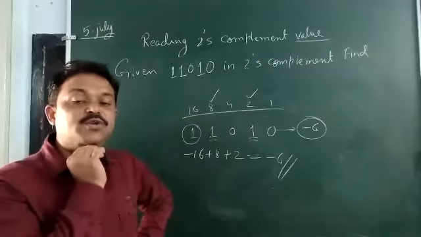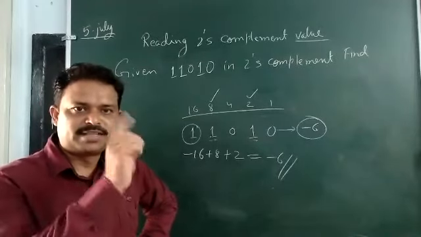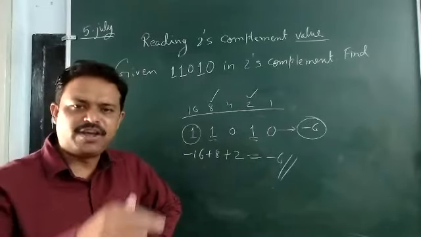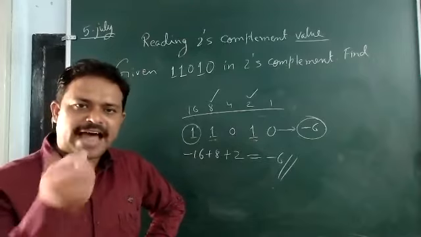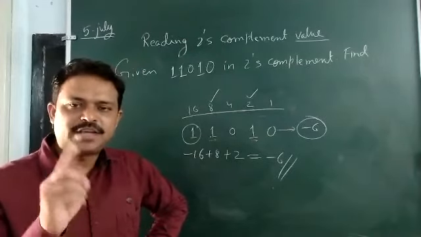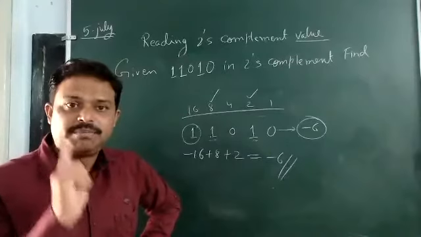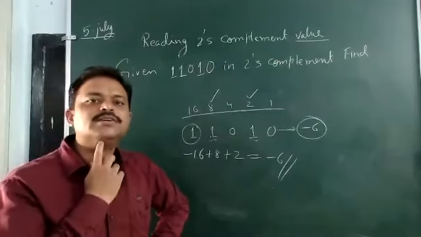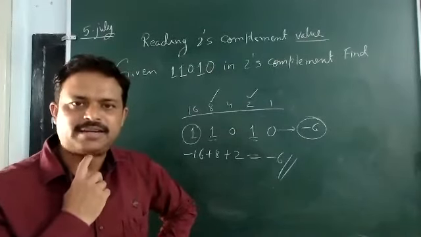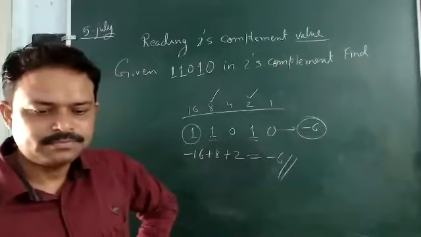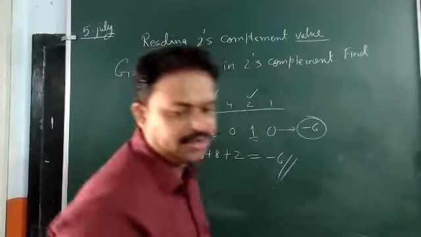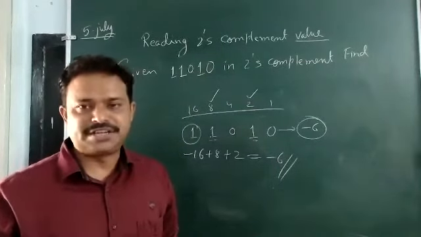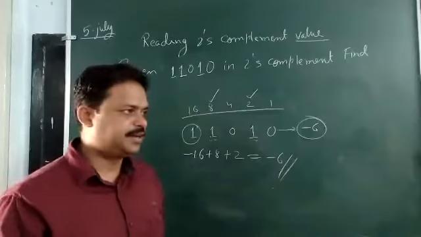You can check the same thing by using another method also, what we have done: subtracting 1, then converting into 1's complement. You can check in that way also. And if you do that method, we are supposed to get +6. We are getting +6 also. So this was the topic about the 2's complement representation of a number.